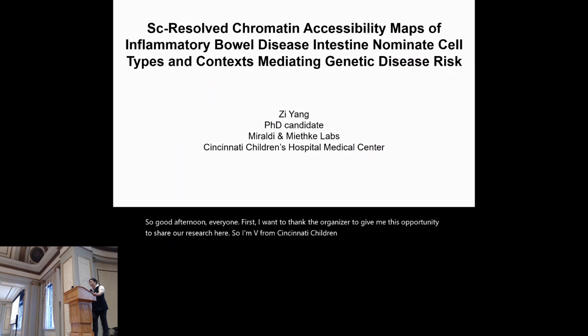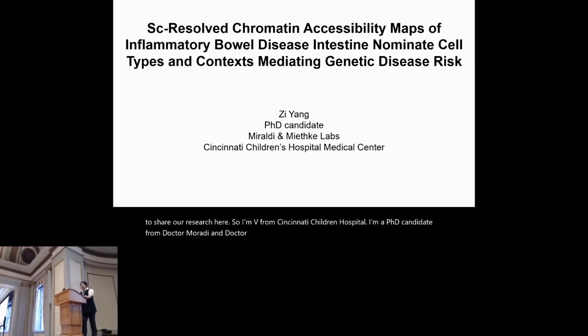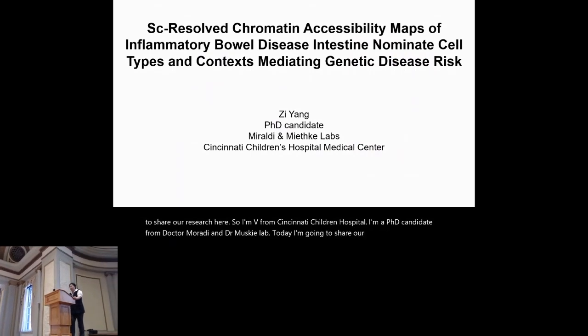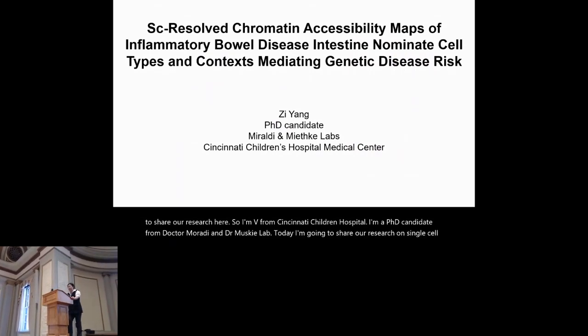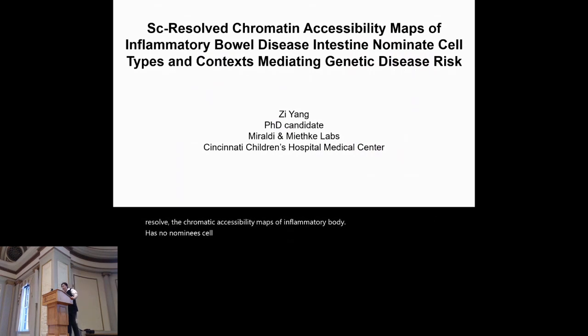I'm a PhD candidate from Dr. Maradi and Dr. Miski's lab. Today, I'm going to share our research on single-cell resolved chromatin accessibility maps of inflammatory bowel disease, which nominate cell types and contexts mediating genetic disease risk.